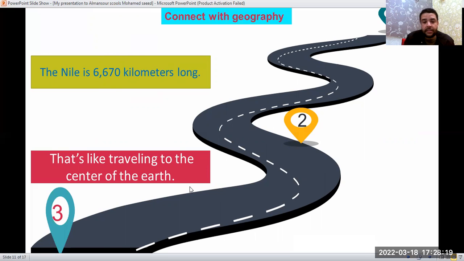Imagine that this is the Nile River, and imagine that this is Ethiopia or Lake Tana. Tana is the source of the water from here, Ethiopia, or Lake Tana. And the water goes across to Sudan, and after that it stays in Egypt. So that's Ethiopia and Sudan, and after that, Egypt.